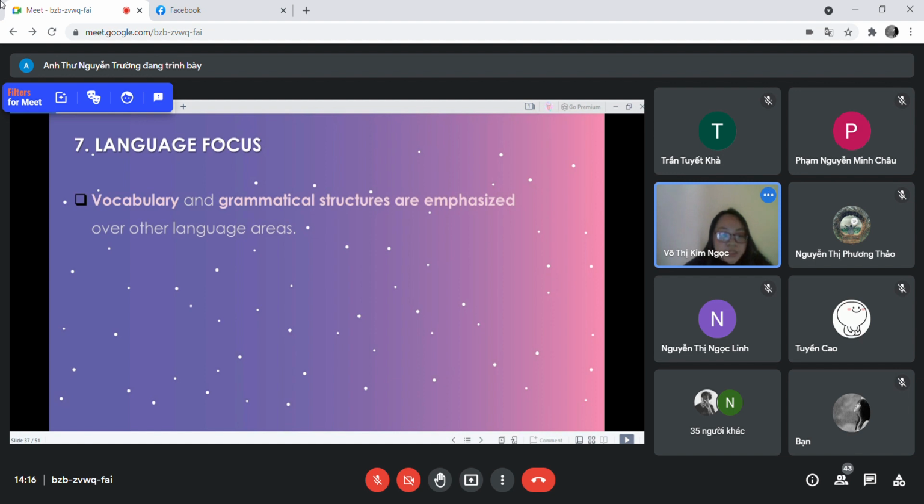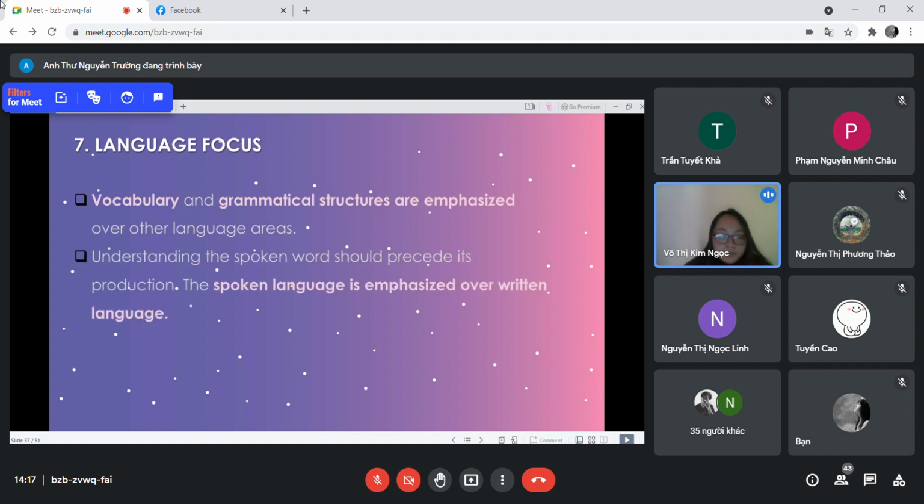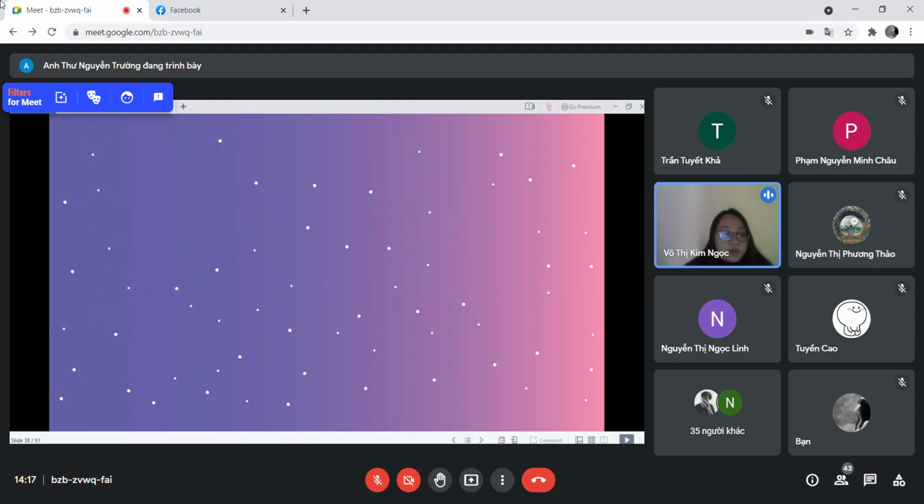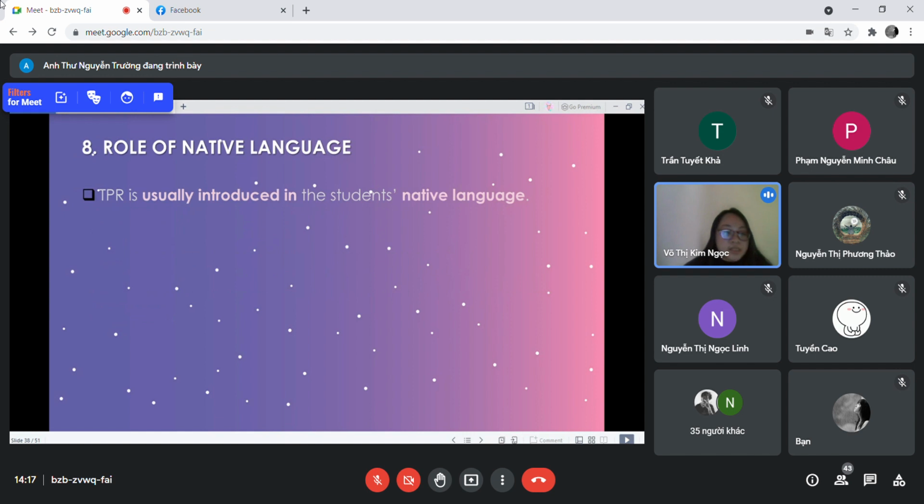Vocabulary and grammatical structure are focused on over other language areas. These are embedded within imperatives, and the imperatives can be single words and multi-word chunks. Like in our demonstration, we have stand up, sit down, walk, stop, point to the desk, point to the chair, touch the chair, and so on. And understanding the spoken word should precede its production. The spoken language is emphasized over the written language.